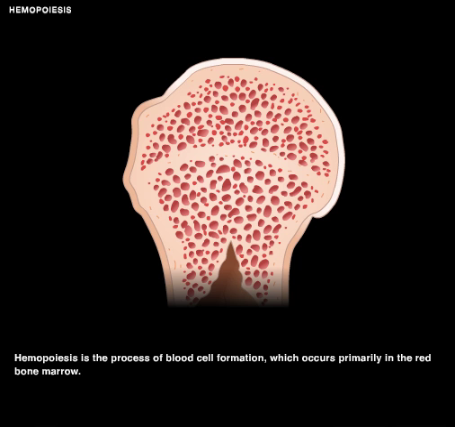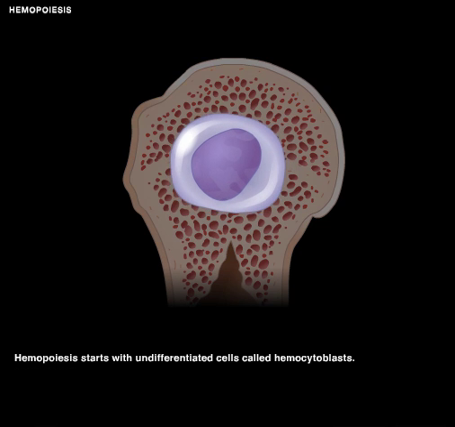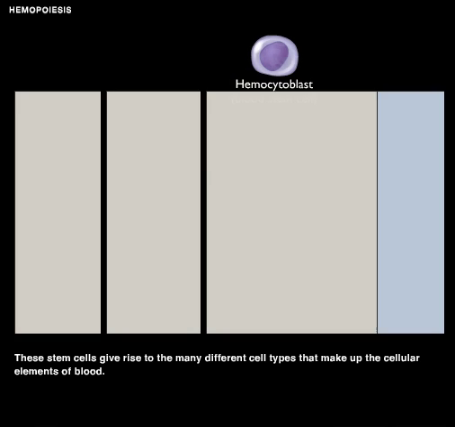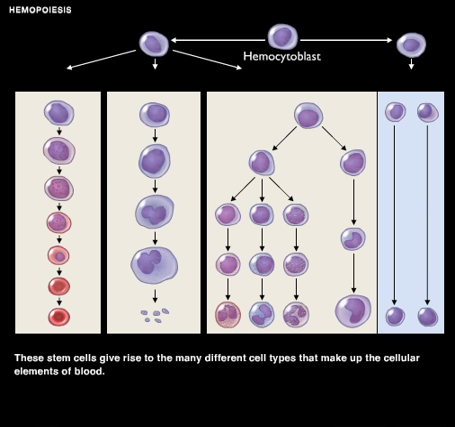Hemopoiesis is the process of blood cell formation which occurs primarily in the red bone marrow. Hemopoiesis starts with undifferentiated cells called hemocytoblasts. These stem cells give rise to the many different cell types that make up the cellular elements of blood.